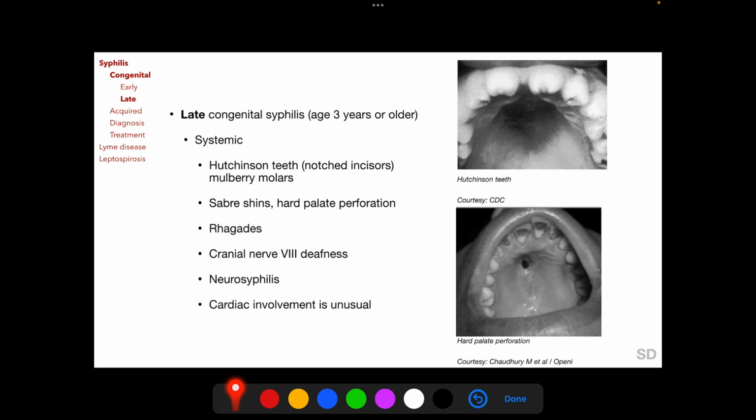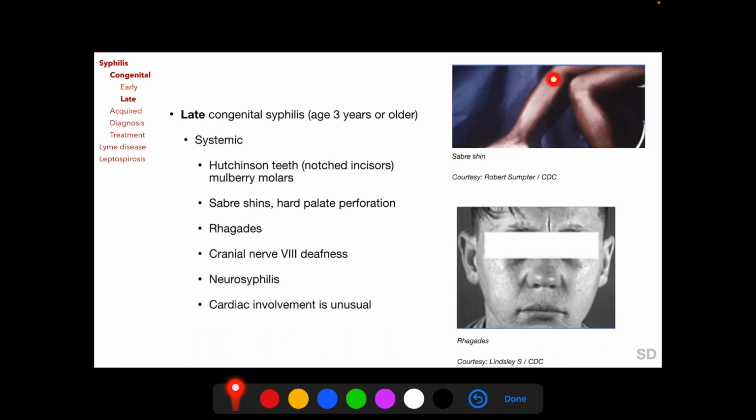Another ocular manifestation is RPE degeneration with vessel attenuation and optic atrophy, and this pattern resembles retinitis pigmentosa. Late congenital syphilis starts after 3 years of age, and systemic manifestations include Hutchinson teeth, that is notched incisors, mulberry molars, hard palate perforation as shown here, saber shins as depicted in this picture, rhagades, that is folds on either side of the mouth, cranial nerve 8 deafness, and neurosyphilis. However, cardiac involvement is unusual.